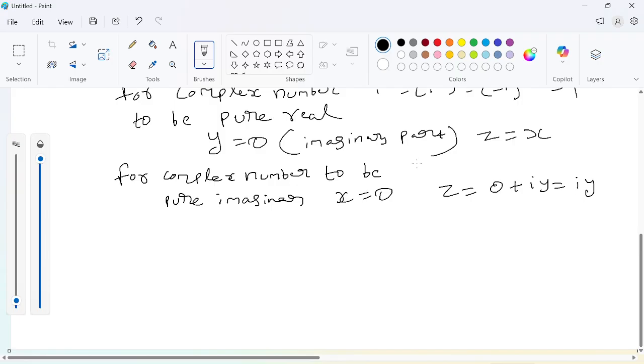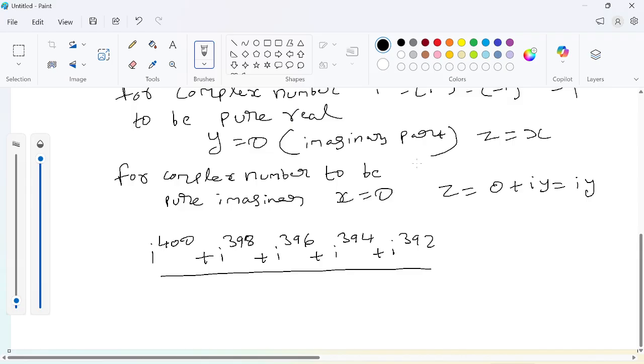So I have i power 400 plus i power 398 plus i power 396 plus i power 394 plus i power 392, whole divided by i power 392 plus i power 390 plus i power 388 plus i power 386 plus i power 384 plus 5. Now I have a problem like this.